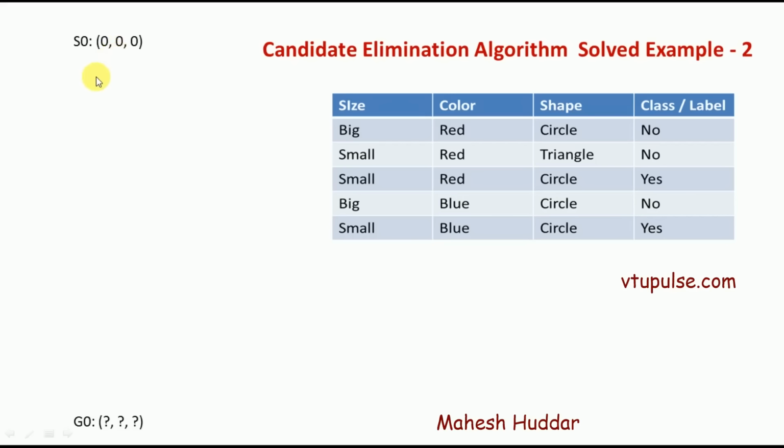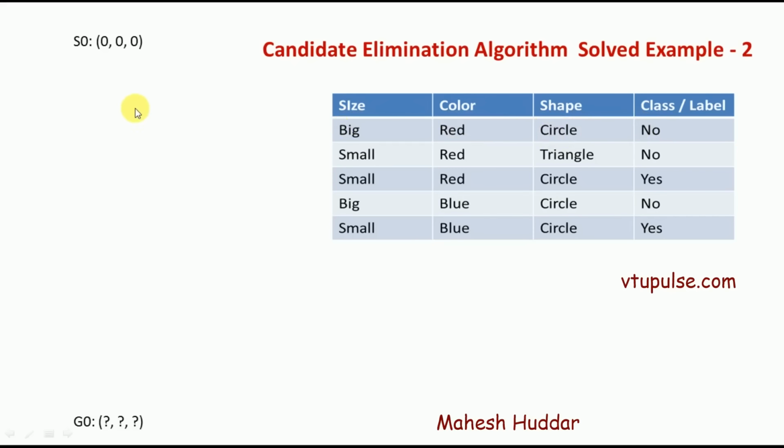Now, the first null will not match with big, the second null will not match with red, the third null will not match with circle. No match means negative classification, and expected is negative here, so it is consistent. So we will retain it as it is. So S1 is null, null, null.